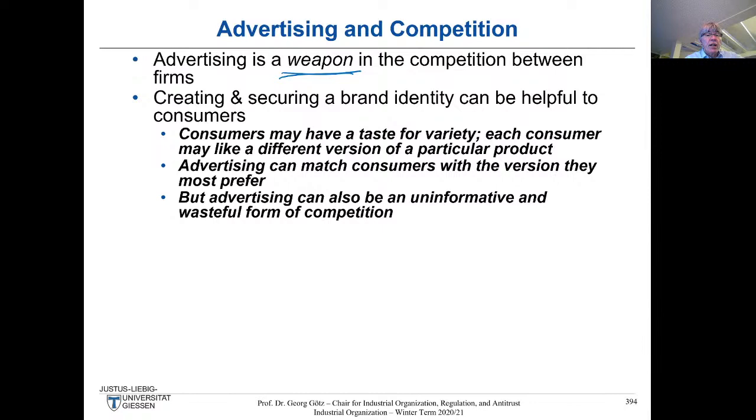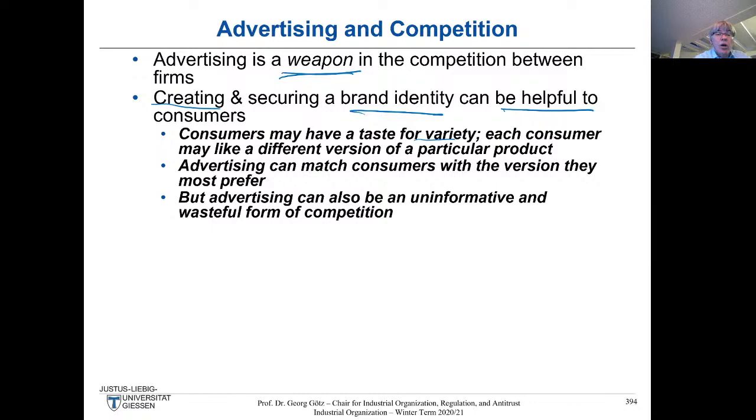And so a brand identity might be important. And brand identity might also be helpful to consumers. And therefore, it might be a good thing to create and secure a brand identity. So consumers may have a taste for variety, and each consumer may like a different version of a product. Think of just these different German beers, they always try to convey different images, and one likes one image more, and the other one, like Jever Pilsner has this image of these hard guys going to the sea and so on, whereas, I don't know, Krombacher is more relaxed for you.